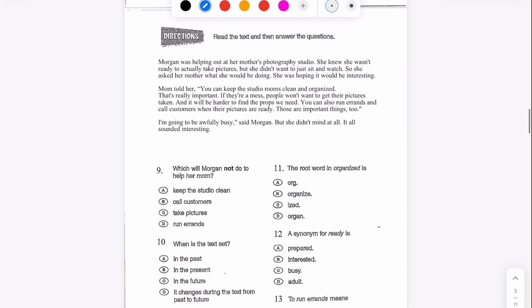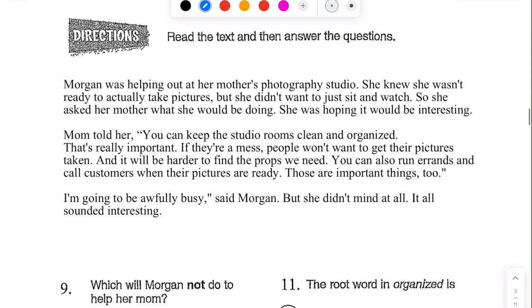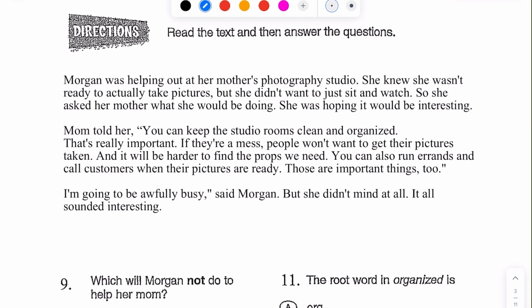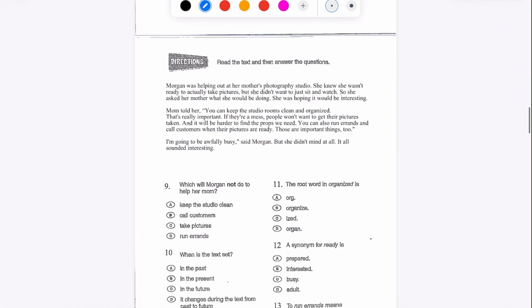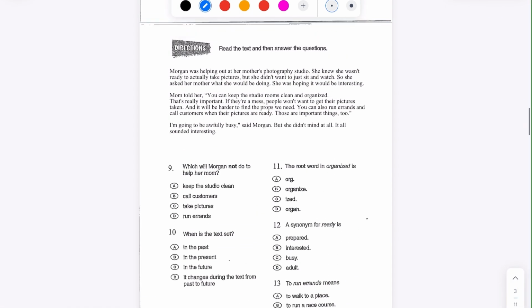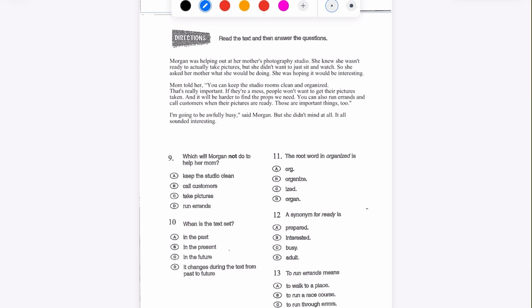All right, so now we start with the reading comprehension. So here you have to read the text and then answer the questions. So again, it's really helpful to preview the questions first. So here, if we look through the questions really quickly, Morgan will not do something to help her mom. For number 10, when is the text set? So this is your setting. For number 11, you want the root word in the word organized. And then 12 is a synonym, which means same meaning, for ready. And finally, what does it mean to run errands? So it's going to be helpful when we go back to the text.